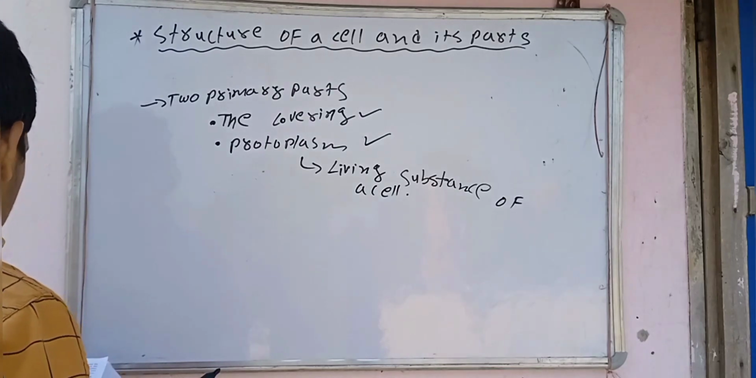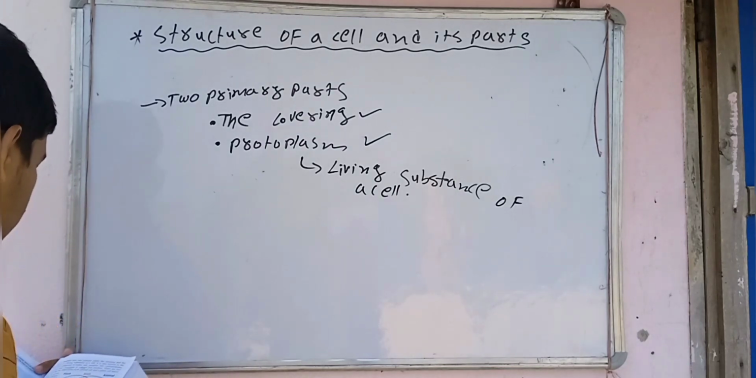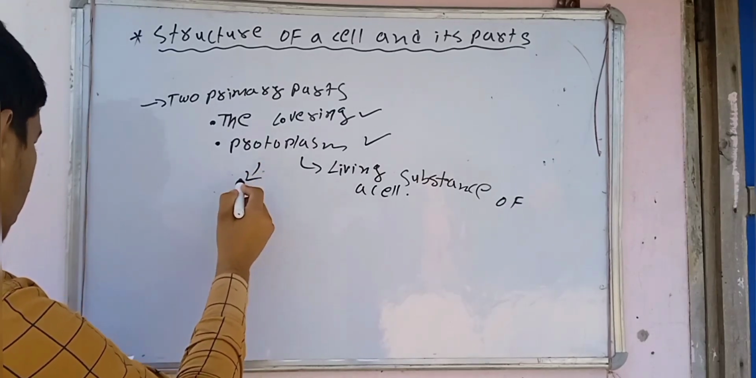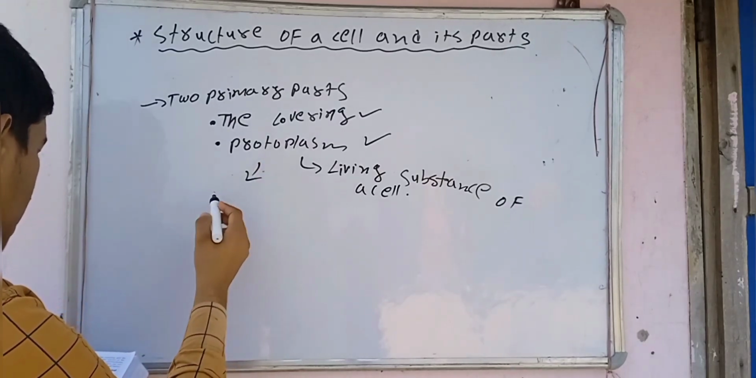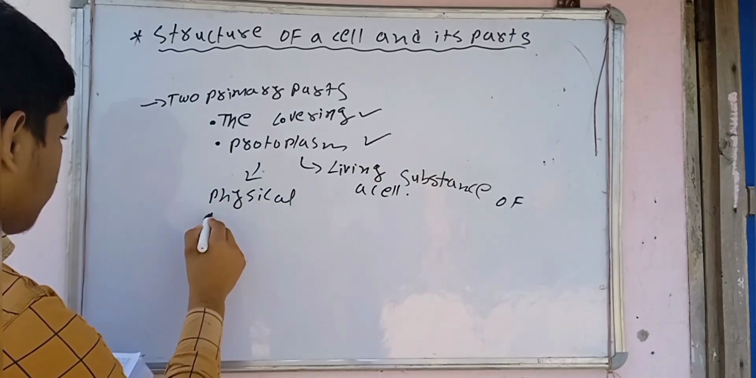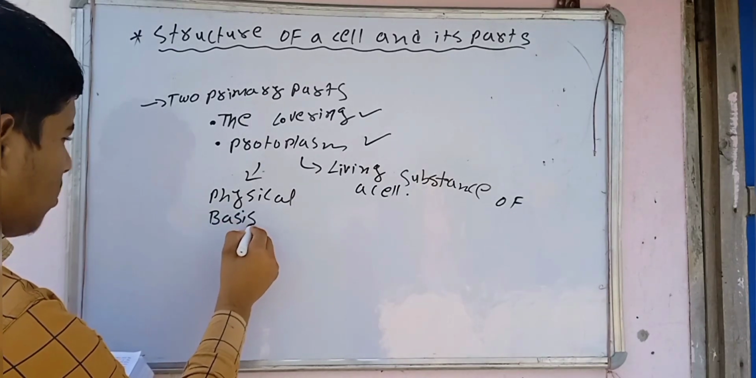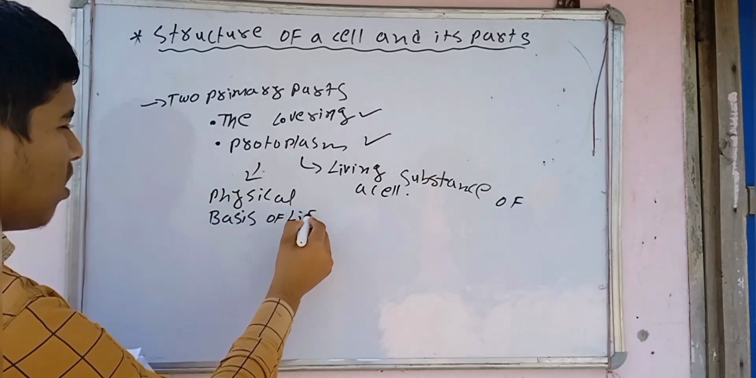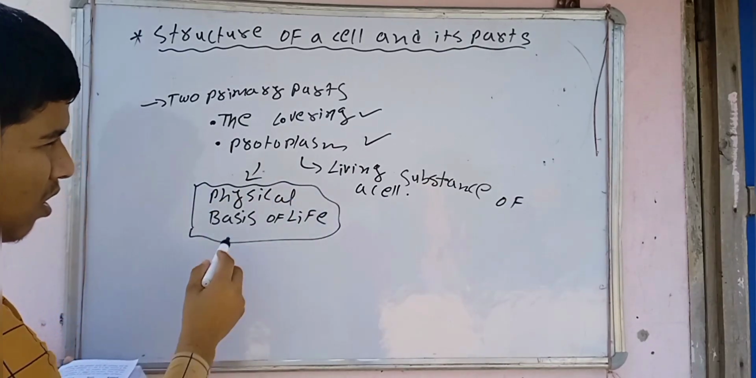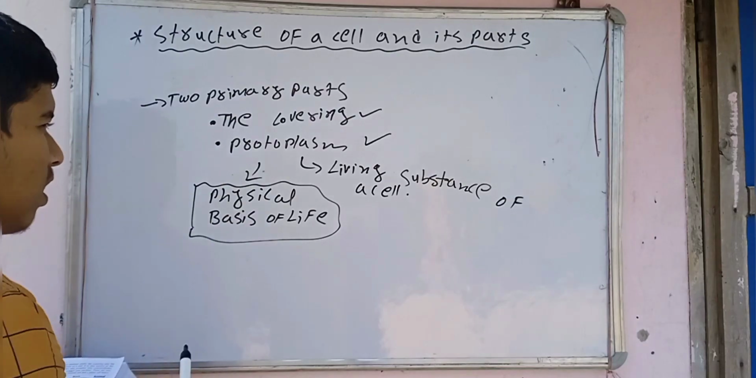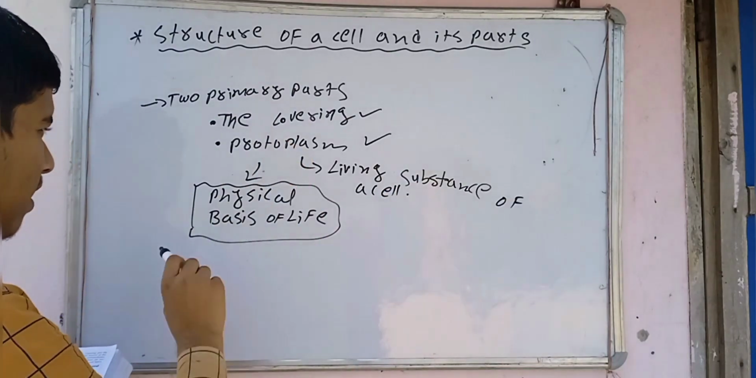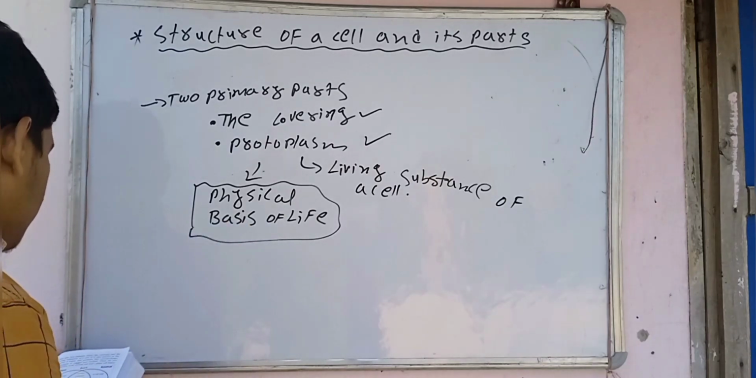It is also known as physical basis of life. So protoplasm is also called or also known as physical basis of life, right? So what is known as physical basis of life? Protoplasm, right? So it is a living substance of the cell, and also it is known as physical basis of life.